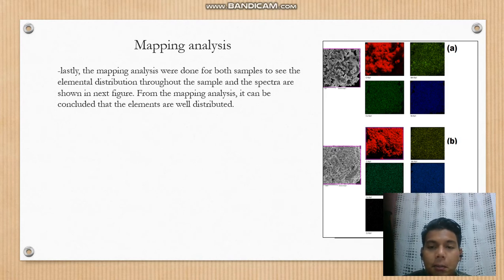Next is the mapping analysis. Lastly, the mapping analysis was done for both samples to see the elemental distribution throughout the sample, and the spectra are shown in the next figure. From the mapping analysis, it can be concluded that the elements are well distributed.